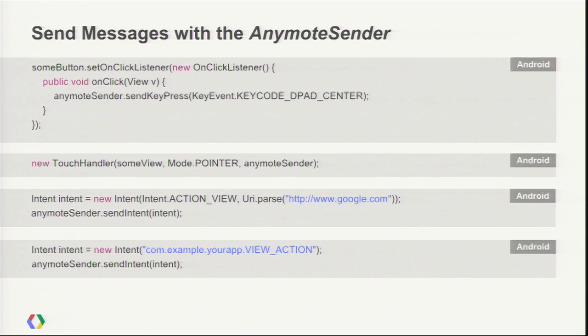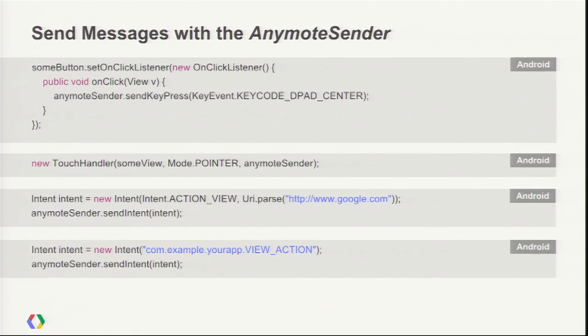The touch handler is a really cool class. Basically, you pass it any view, and it turns that view into a touch surface, so I can use it to send touch events across to the Google TV. You can also send intents, and this is a really powerful feature of the protocol. It allows you to start up applications or go to URLs, so you can send view intents for loading up Chrome, for example, or going to the Android market. You can start applications like YouTube and tune it to a particular video, or you can start your own application.